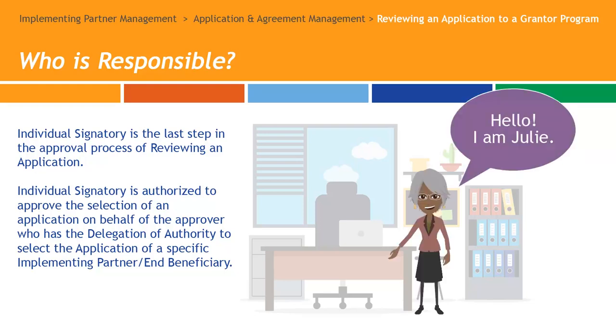Hello, I am Julie, and I am authorized to approve the selection of an application on behalf of the approver, who has the delegation of authority to select the application of a specific implementing partner or end beneficiary. Let's get started.